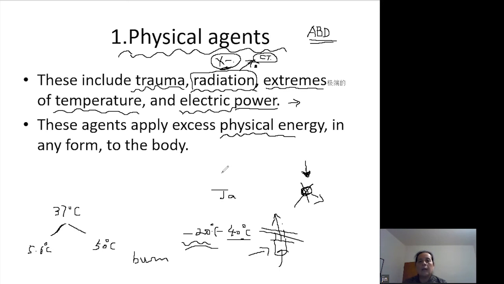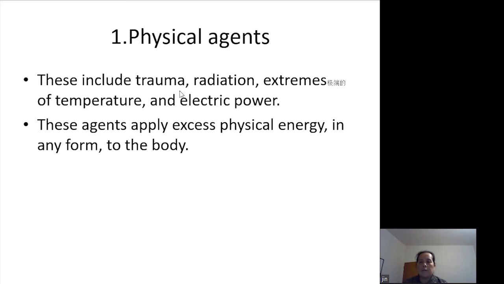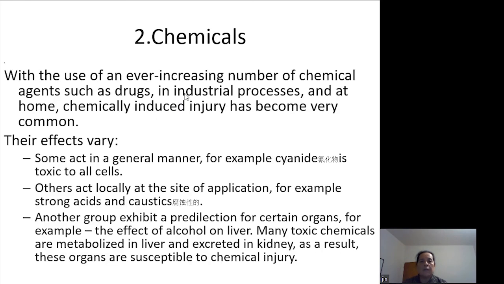So these physical reasons can damage people's bodies. Some could be immediate, like trauma and electricity. Some may be gradual, but finally they still cause tissues or cells to be injured and die. So that's physical reason.